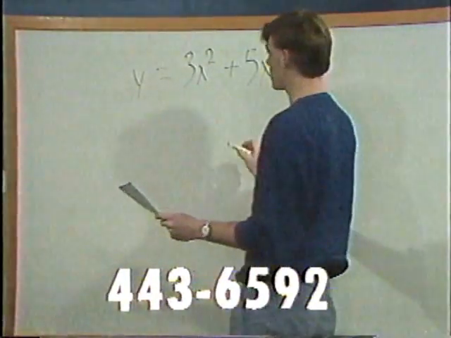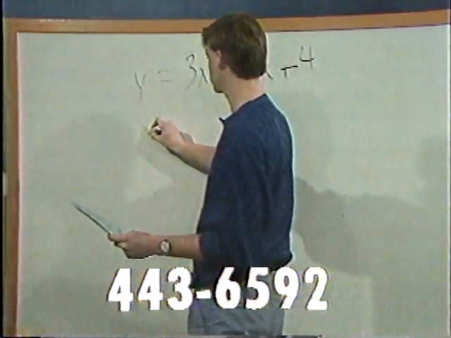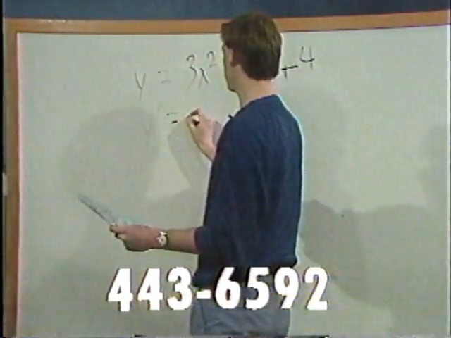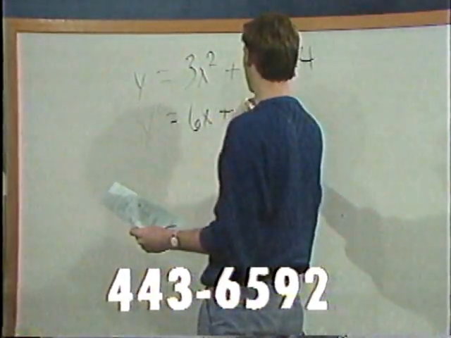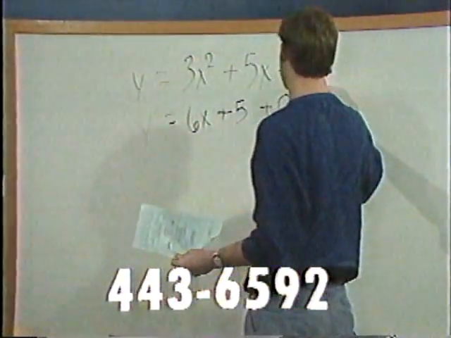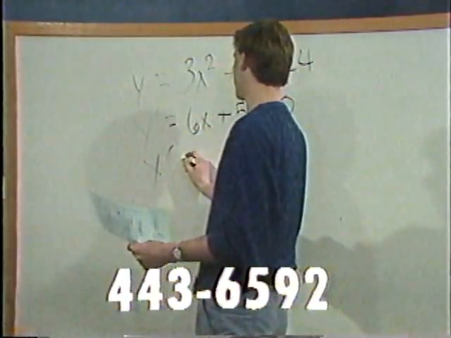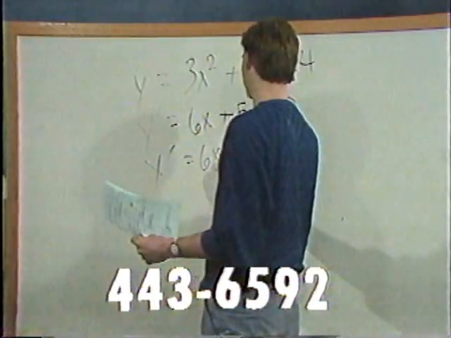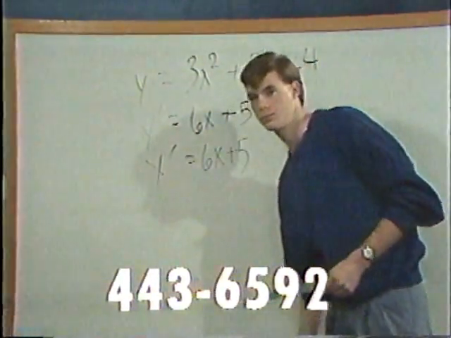The way you would do this is y prime would equal 6x plus 5 plus 0, since the derivative of a constant is always 0. So your final equation is y prime equals 6x plus 5. I hope that answers your question.